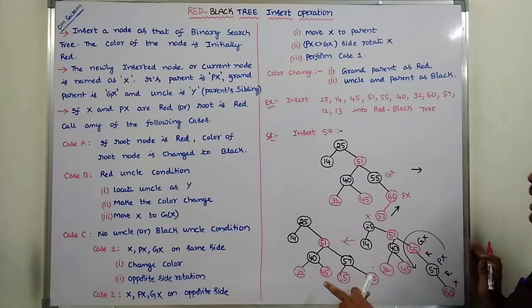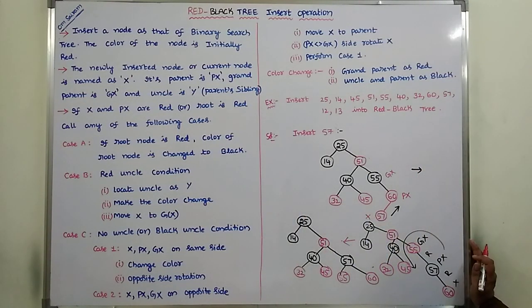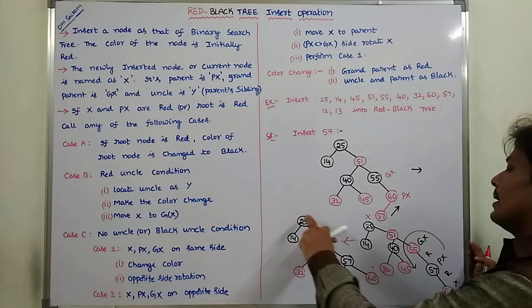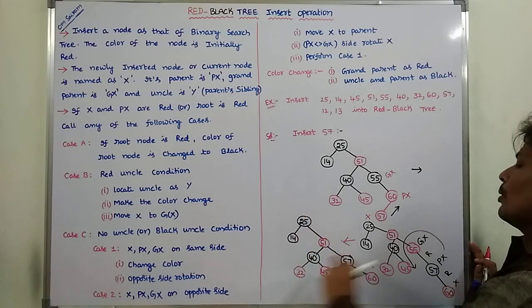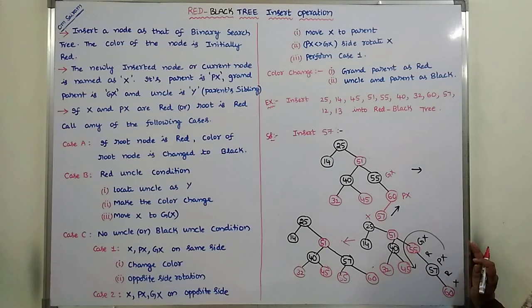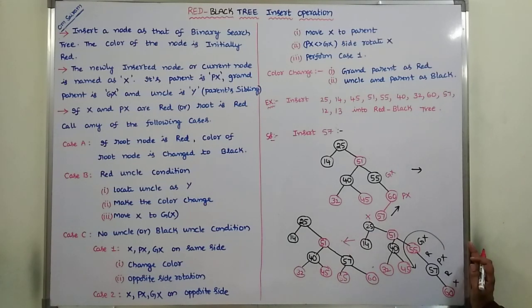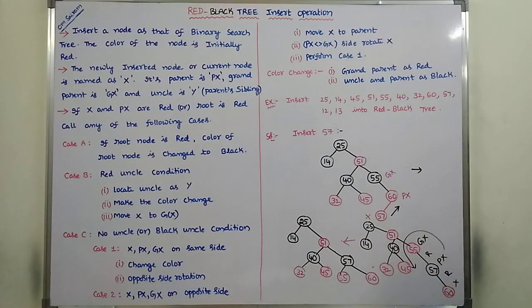Okay, so is this a red black tree or not? Root node is black node, so the condition is true. Any two consecutive nodes are red nodes on a path? In this path there are no two consecutive red nodes. In this path there are no two consecutive red nodes, and in this path also there are no two consecutive red nodes. Okay, so after inserting 60 and 57, this is the final red black tree.